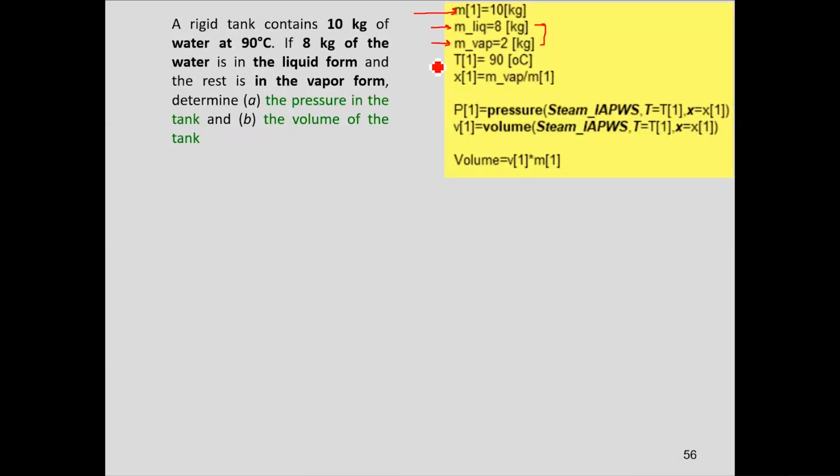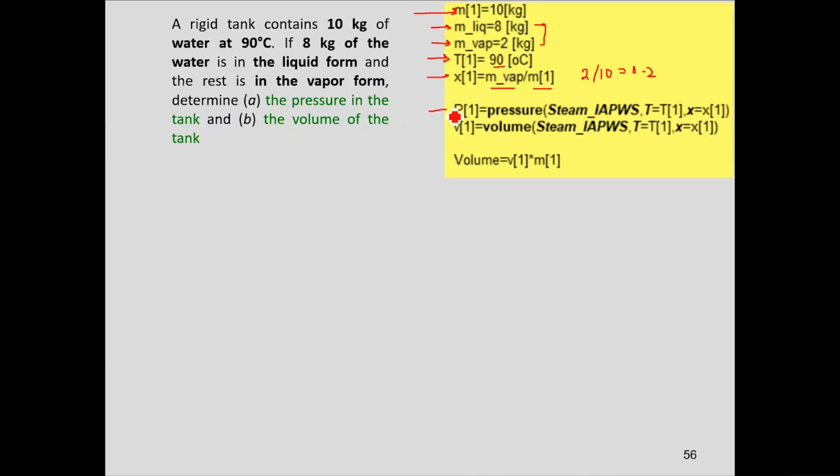T is stored in the table, T column, row 1, the temperature is 90 degrees centigrade. X is stored in the table as the x variable, row 1. It is the constant which is defined as mass of vapor divided by the total mass stored in row 1 m. So this essentially is 2 divided by 10, which is 0.2. So the value of 0.2 is stored for x in column x row 1.